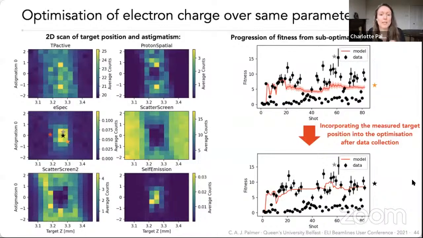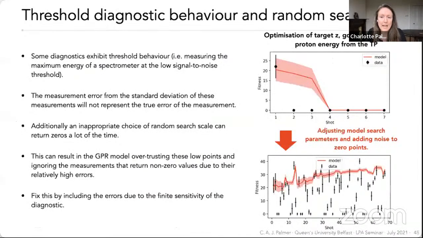Another challenge that we faced during the optimization was that some of the fitness values for the diagnostics exhibited this sort of threshold behavior. So effectively, we would have a signal. When we have a signal, we take several measurements, and the fitness value jiggles around a little bit. So we have these error bars. But if we fall below the noise floor, then we just get the same value every time. 0 is 0, and it's very confidently 0 with no error.